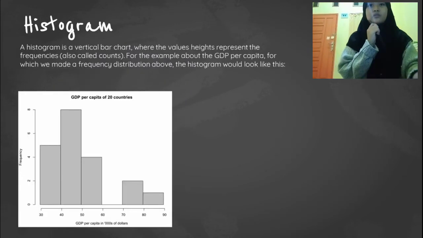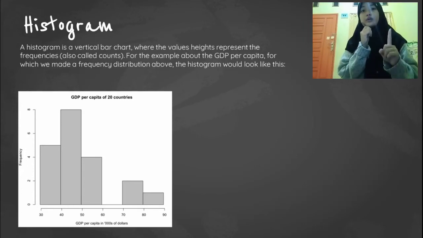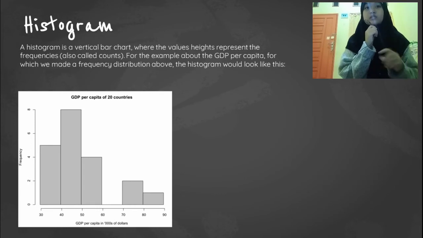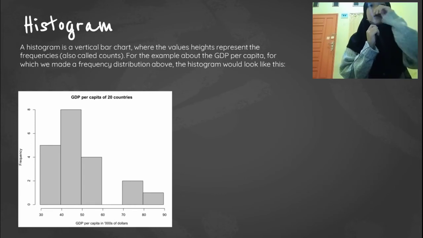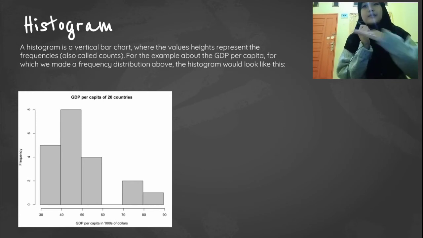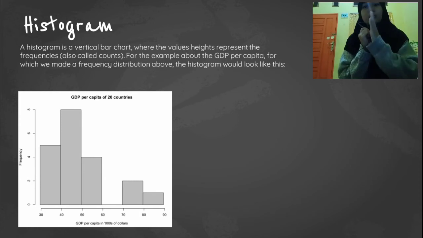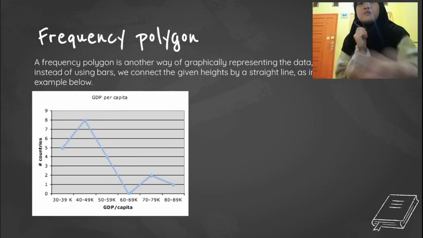Next one, graphical representation. Graphical representation may be like a histogram. A histogram is a vertical bar chart where the heights represent the frequencies, also called counts. For example, the GDP per capita, for which we made a frequency distribution above, looks like this. The horizontal axis represents the GDP and the vertical axis represents the frequency.